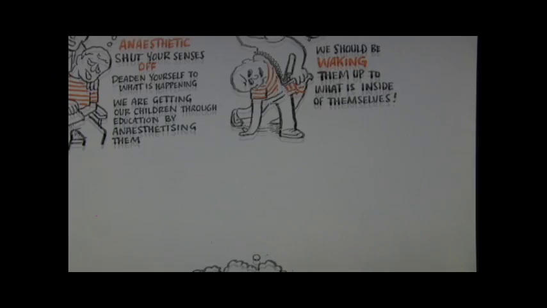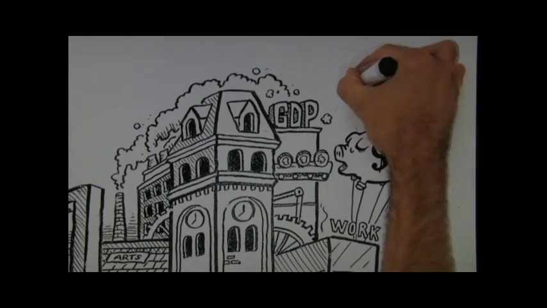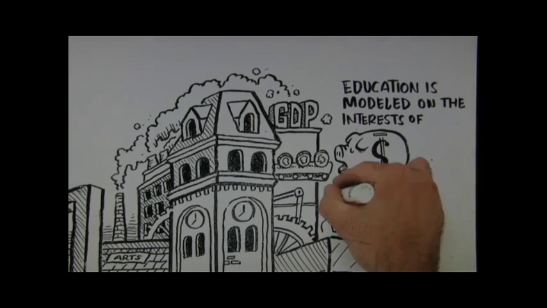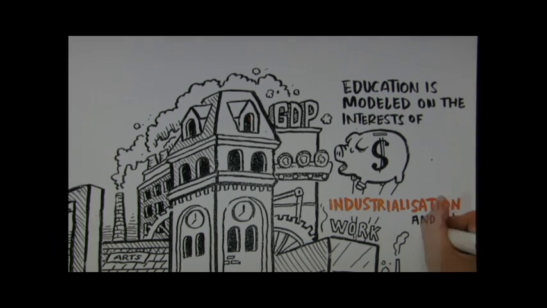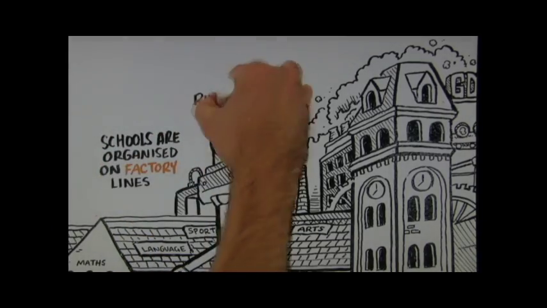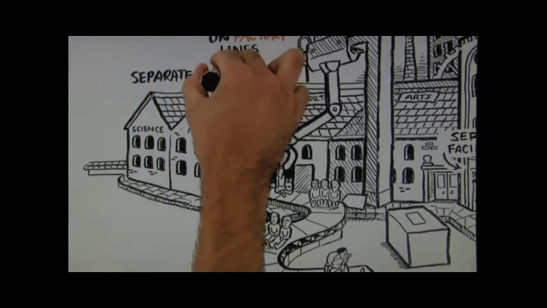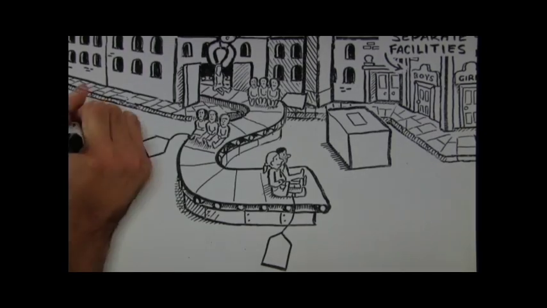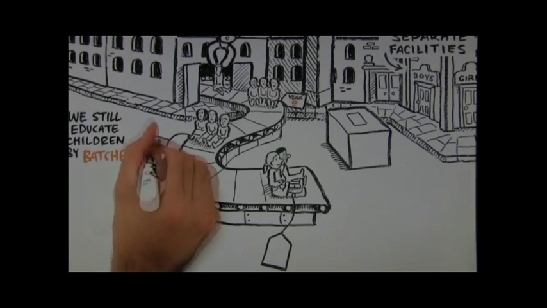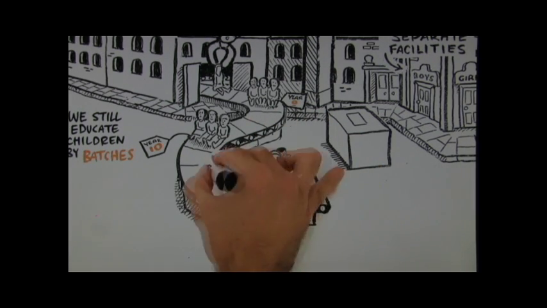Sir Ken Robinson, an international advisor on education, puts these issues into perspective on his TED Talks. I believe we have a system of education that is modeled on the interests of industrialism and in the image of it. Schools are still pretty much organized on factory lines, ringing bells, separate facilities, specialized into separate subjects. We still educate children by batches. We put them through the system by age group. Why do we do that?